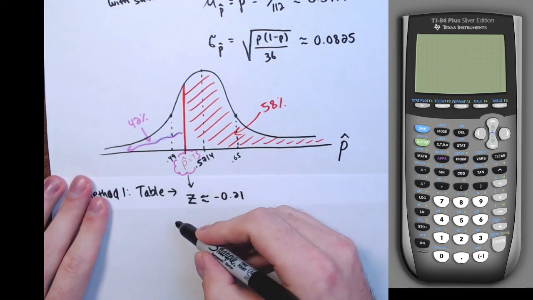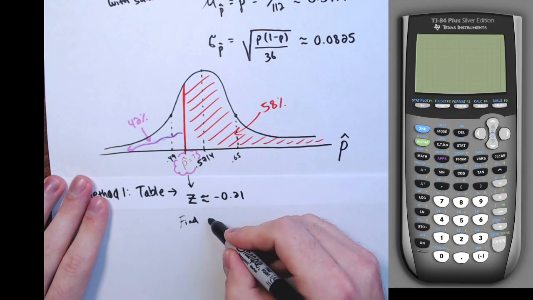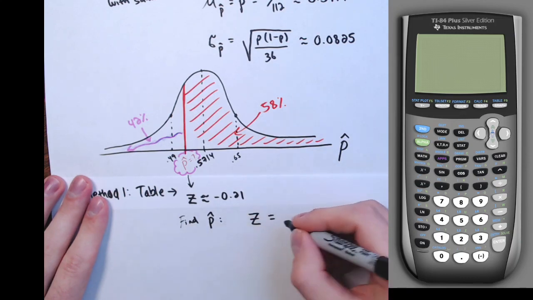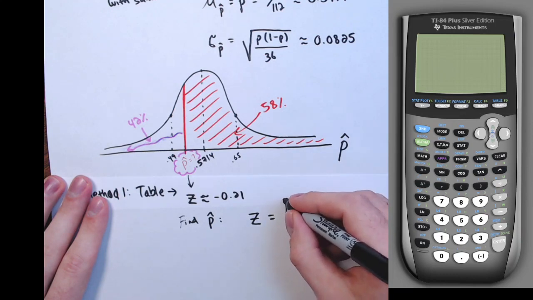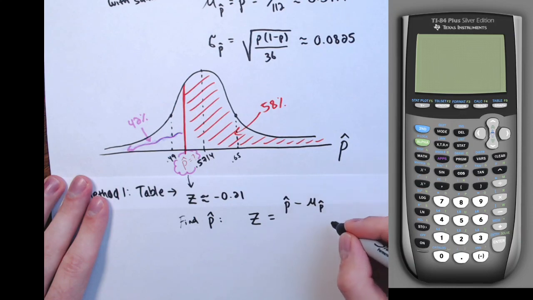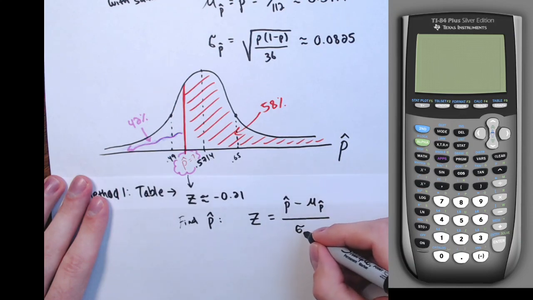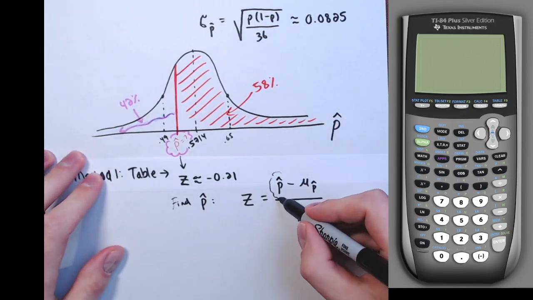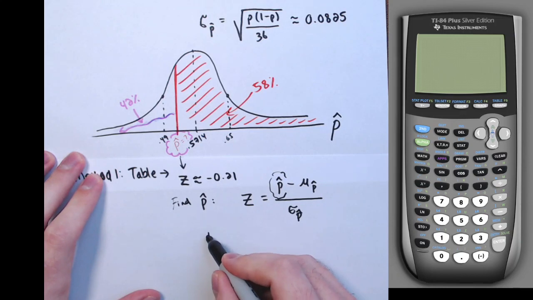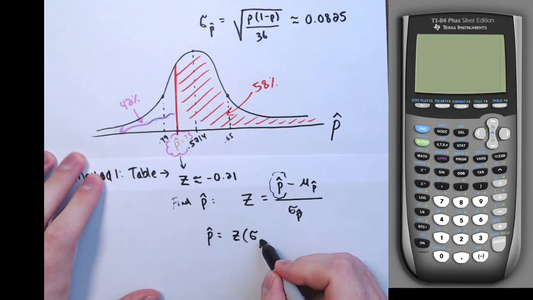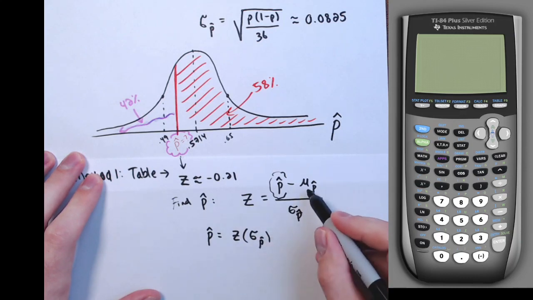And then I just need to find p hat. Now remember the formula for z-scores, right? The z-score for any particular value was that value, so p hat, minus the mean value of the p hats, divided by the standard deviation of the p hats, right? And we know these. And then I'm solving for p hat. So p hat would be the z-score times the standard deviation, and then add the mean.